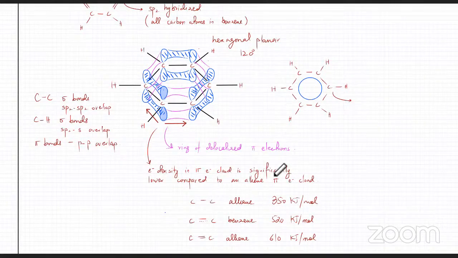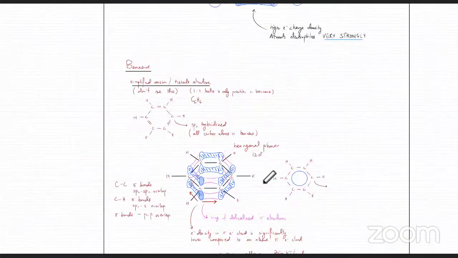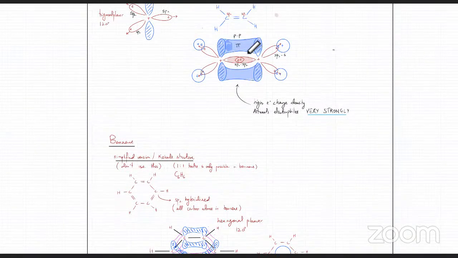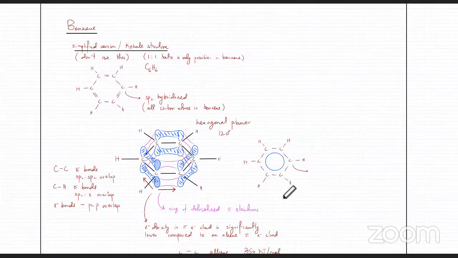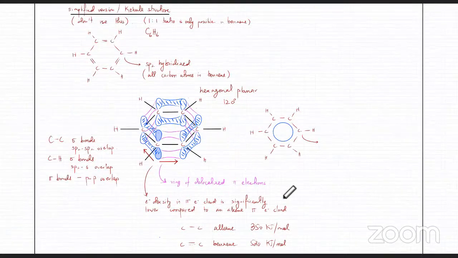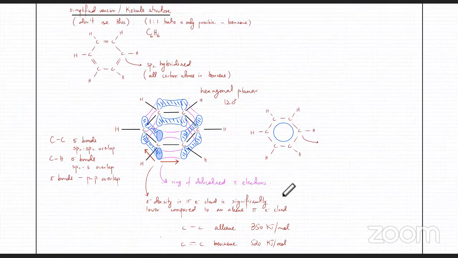So the charge density is significantly lower, which is why the benzene pi electron cloud does not attract electrophiles very strongly. The alkene pi electron cloud charge density was significantly higher because the electrons were in one place, all exactly in this middle part over here. But in benzene, it's significantly lower. So it does not have the same reactions as an alkene.